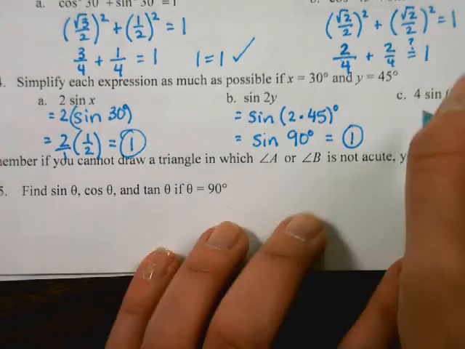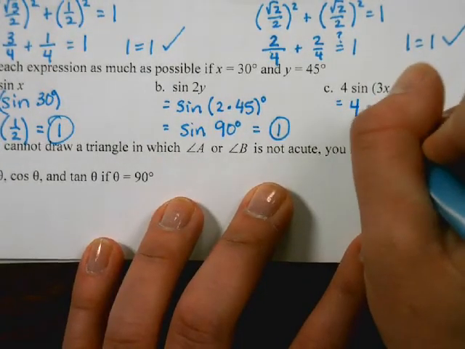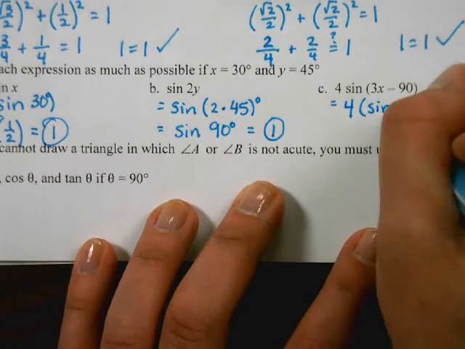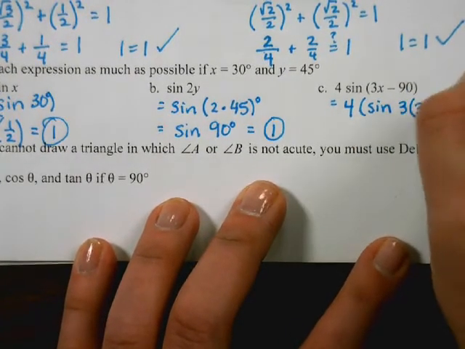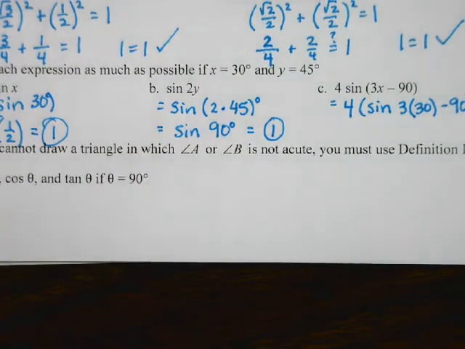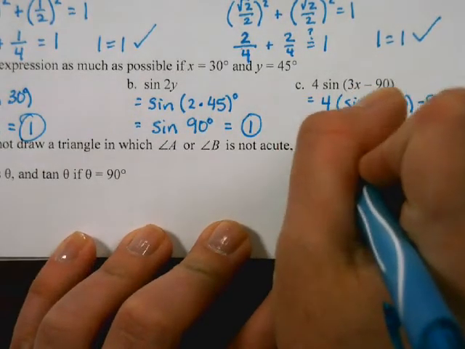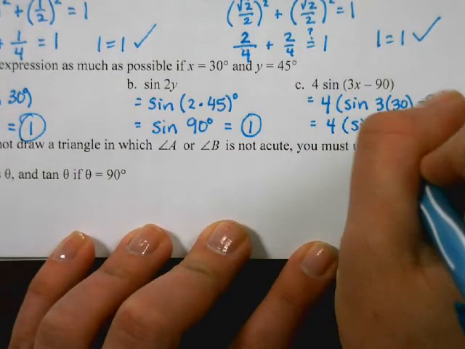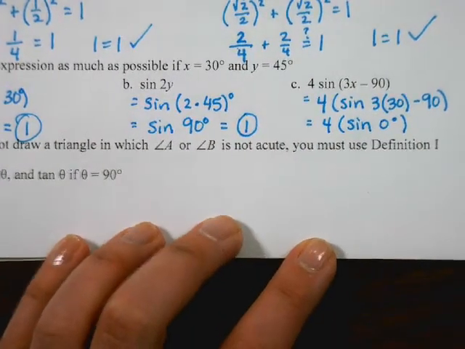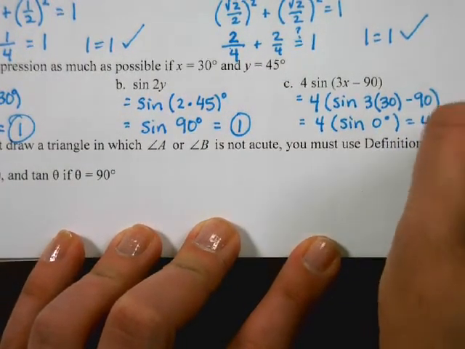Okay, here we go. Letter C. 4 times the sine of 3 times 30 minus 90. Holy cats, that's a lot. Make sure I close it. 0, right? 3 times 30 is 90 minus 90. So this is 4 times the sine of 0. And what's the sine of 0? 0. So this guy's 4 times 0 or just 0.